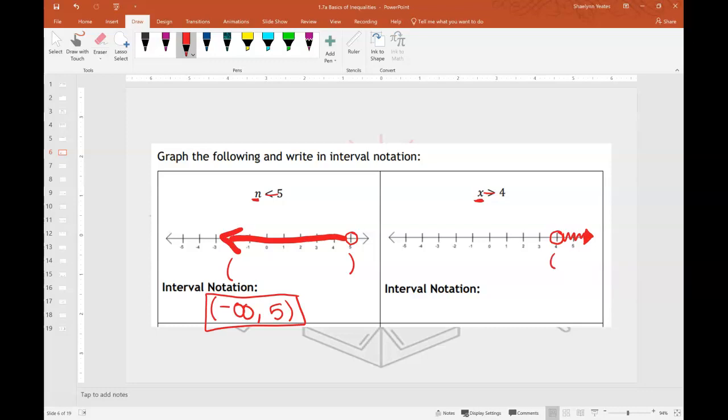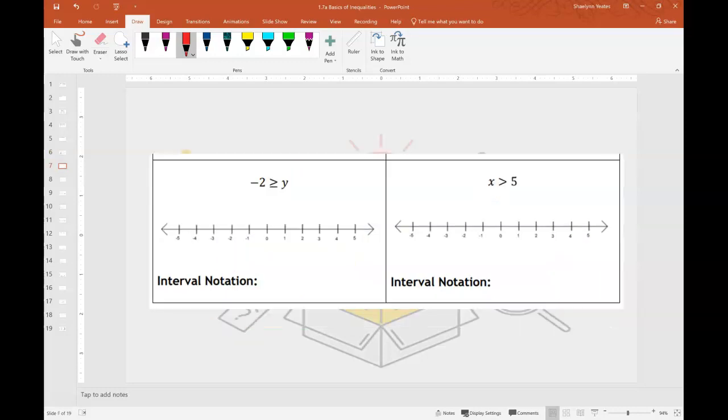Here again, we're going to have 2 parentheses because we have an arrow and an open circle. Now we start at 4, and we go all the way to the arrow. So the arrow again has to be either positive infinity or negative infinity. Because it's an arrow, we're going to get a positive infinity pointing to the right.